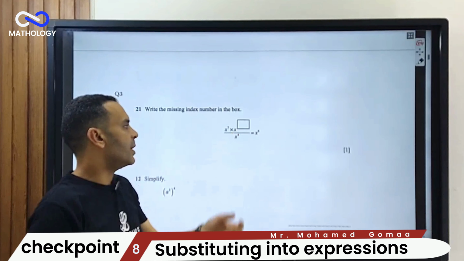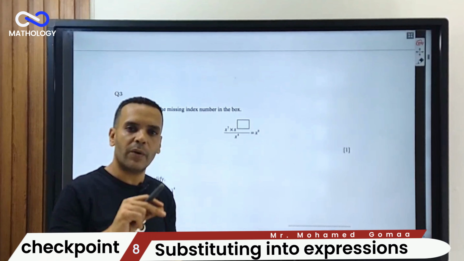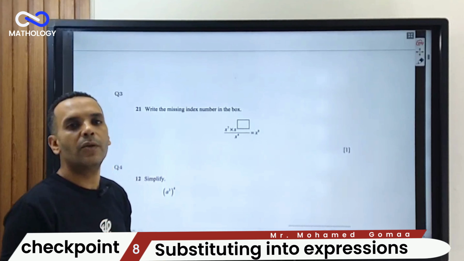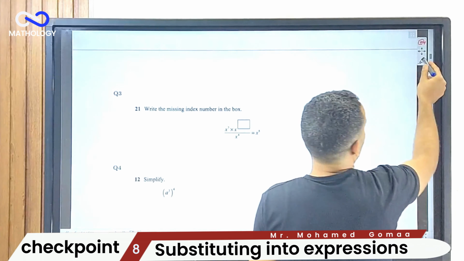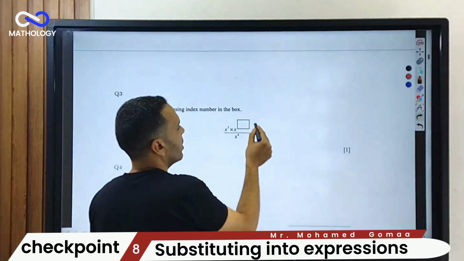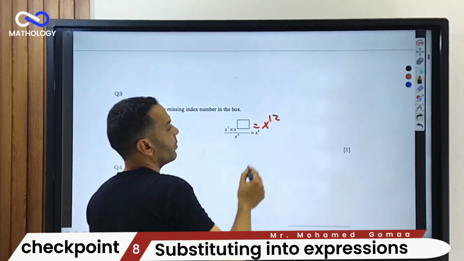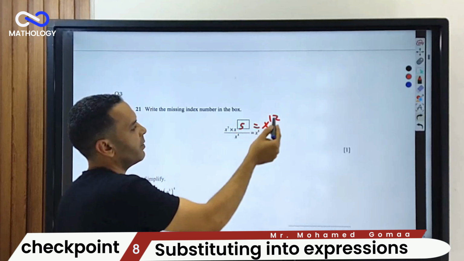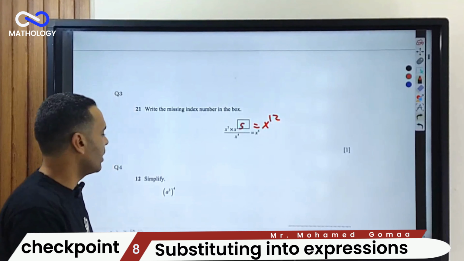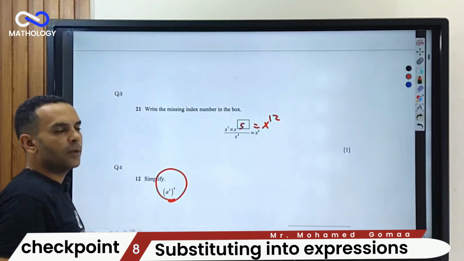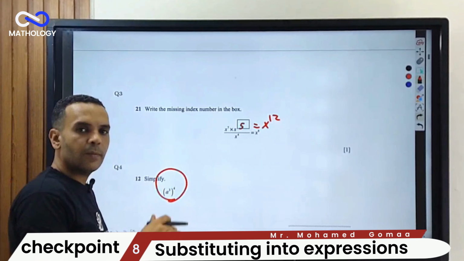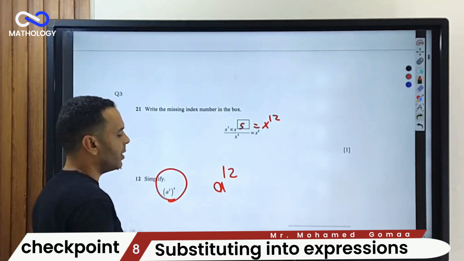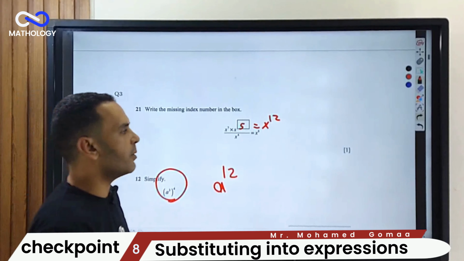And we have here a multiplication operation. X to the power of 7 multiplied by x to the power what equals x to the power 12? It will be x to the power 5. We want to get x to the power of 12 from the numerator. It will be x to the power 7 multiplied by x to the power 5 equals x to the power 12. When you have a power raised to another power, like this one, it will be a to the power of 12. 3 multiplied by 4 equals 12.